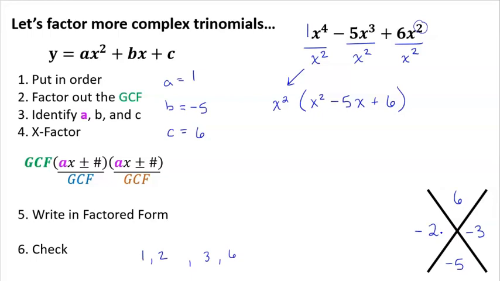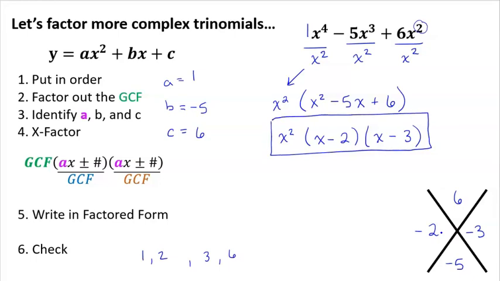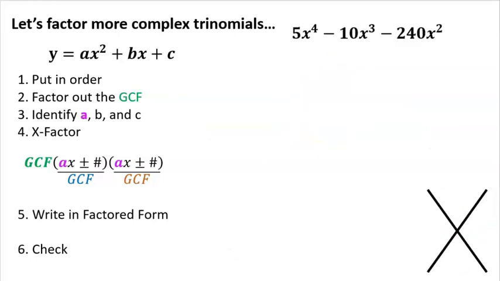Now from here, we have x squared. We write out our GCF first. Then we have ax, which is just 1x. Then our minus 2. And then x minus 3. There's no GCF for 1 and 2 or 1 and 3. And so this would be our answer for this one.